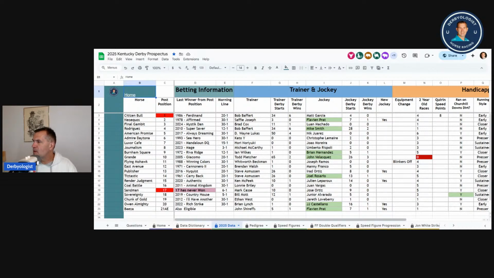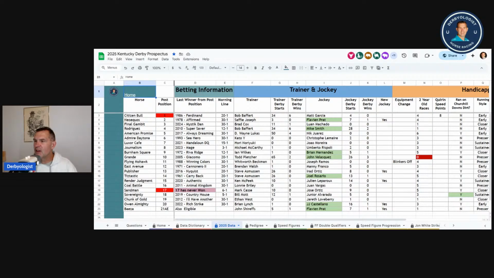If they've got 8 speed points, I highlighted it. Citizen Bull is a horse with 8 speed points. That means he's got a high chance of taking the lead. Did they run on the Churchill Downs dirt? I put a yes if they ran on the dirt. That's been a positive signal over the years. There's been some nice prices with horses that have ran on the dirt.